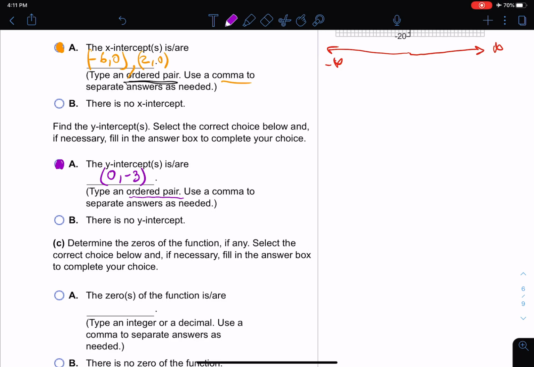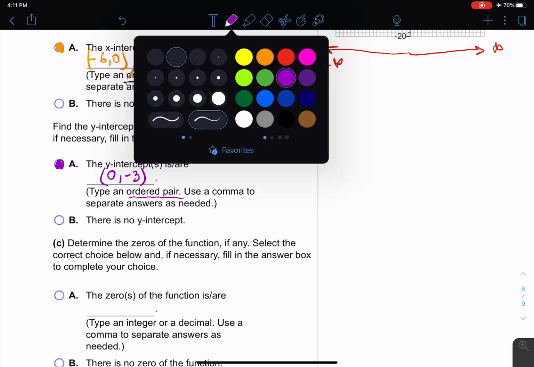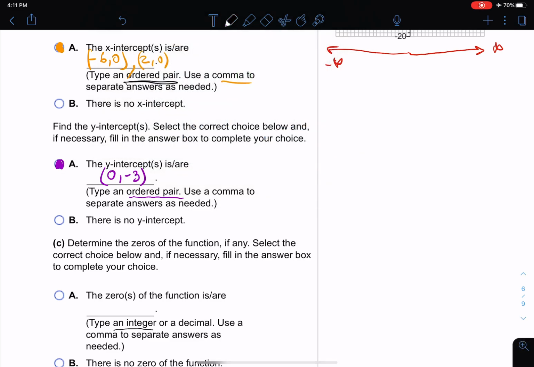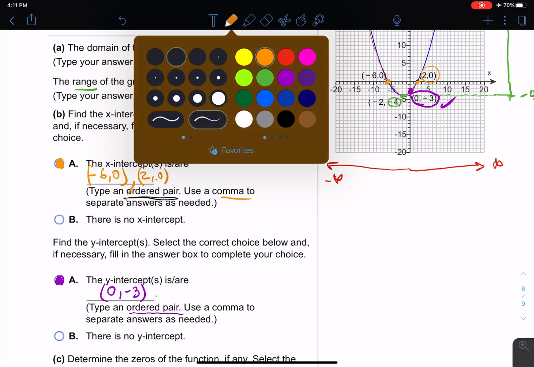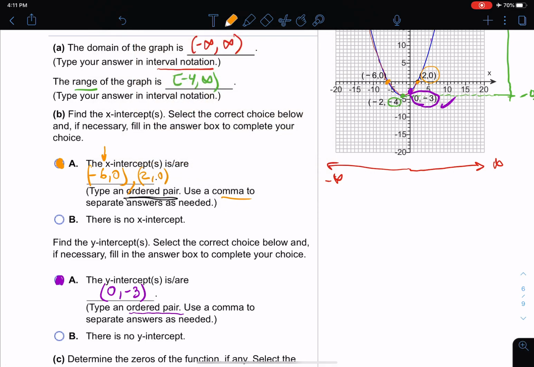Next, determine the zeros of the function, if any. Select the correct choice below. Make sure to type an integer or decimal answer. No ordered pairs. Remember, zeros are the same as the x-intercepts, so I'll just go ahead and use that same color. My zeros are just going to be the x values of the x-intercepts, and you can see them right there. How do you know it's a zero? Well, look at this. When x is -6, y is 0. That's why it's called the zero of the function.